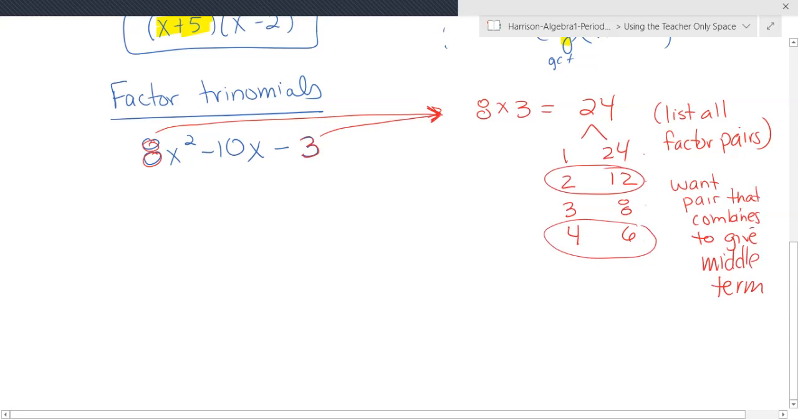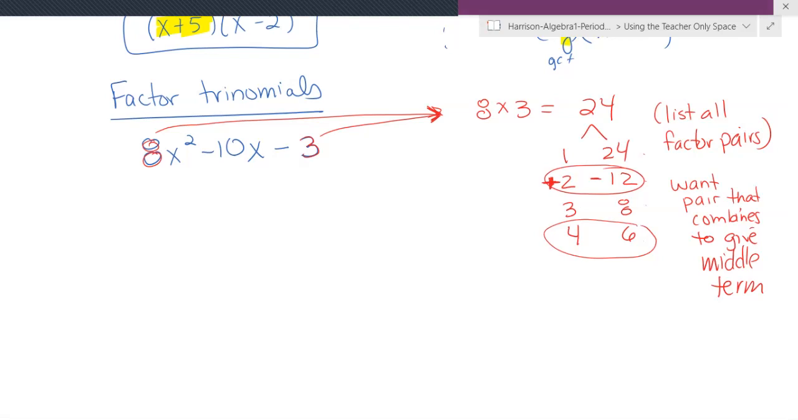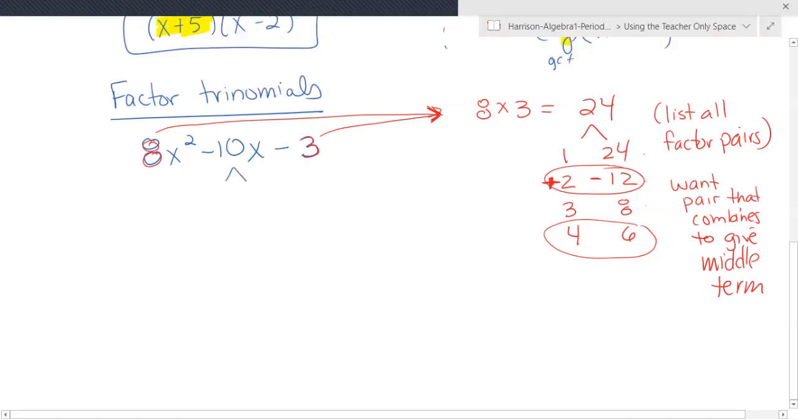So we need to figure out which one is the right answer. The first thing we need to do is think about the signs. So in other words, for 2 and 12 to give you a negative 10, the 12 needs to be negative and the 2 needs to be positive. Everybody understand that? A positive 2 and a negative 12 gives us a negative 10. So what we're going to do is replace the middle term with that combination. So we're going to replace negative 10x with positive 2x minus 12x minus 3.